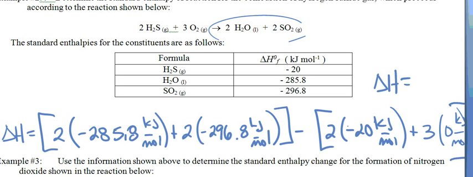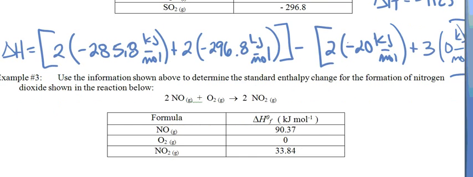Okay, so 2 times negative 285.8 plus 2 times negative 296.8. And that equals a negative 1125, we'll say. And that's kilojoules per mole. Okay? So that's the heat of that reaction. So we take the products minus the reactants on that.